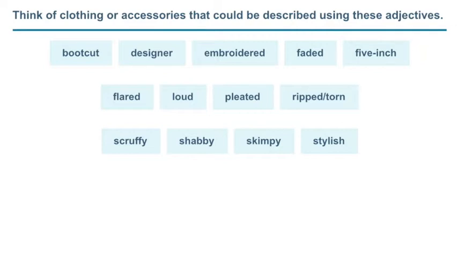We have the words bootcut, designer, embroidered, faded, 5-inch, flared, loud, pleated, ripped or torn, scruffy, shabby, skimpy, and stylish. I know that you might already be familiar with some of these words, but some others could be new. So let's do a quick matching activity to have all these words clear in our minds before you can actually do this activity. Okay, so let's go to a quick matching activity.